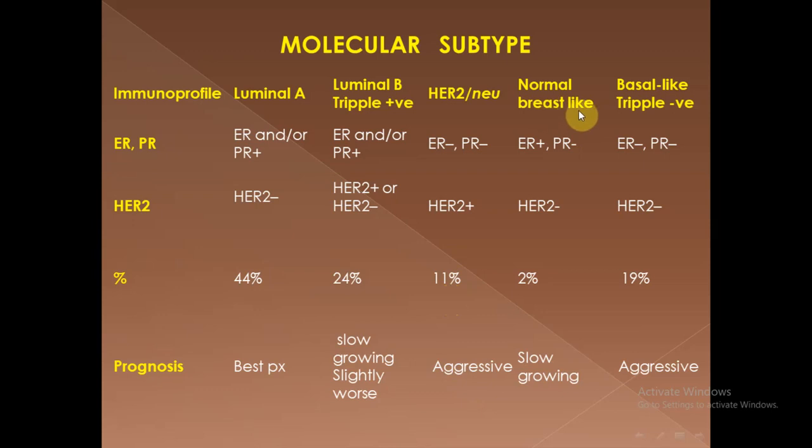In normal breast-like type, ER positive, PR negative, HER2 negative. This accounts for 2%, and the tumor is slow growing. In basal-like triple negative, ER negative, PR negative, HER2 negative, this accounts for 19% of cases, and it carries an aggressive behavior.